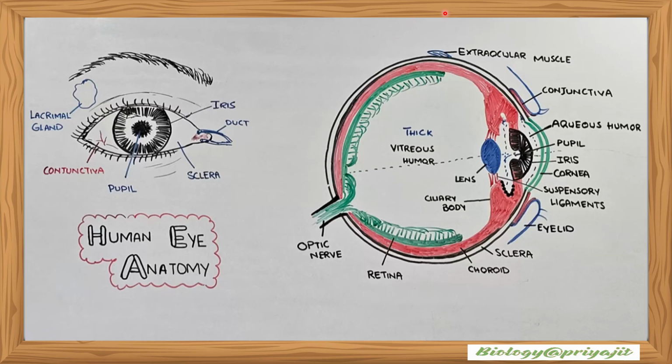There are eyelids and extraocular muscles. The eyelids protect, and the muscles are responsible for movement of the eye. In simple words, we can say the left diagram shows the outside structure of the eye like pupil, iris, sclera, conjunctiva, lacrimal gland, duct, etc. While the right diagram shows a cut section of the eyeball with its inner parts like lens, retina, aqueous humor, vitreous humor, and optic nerve.